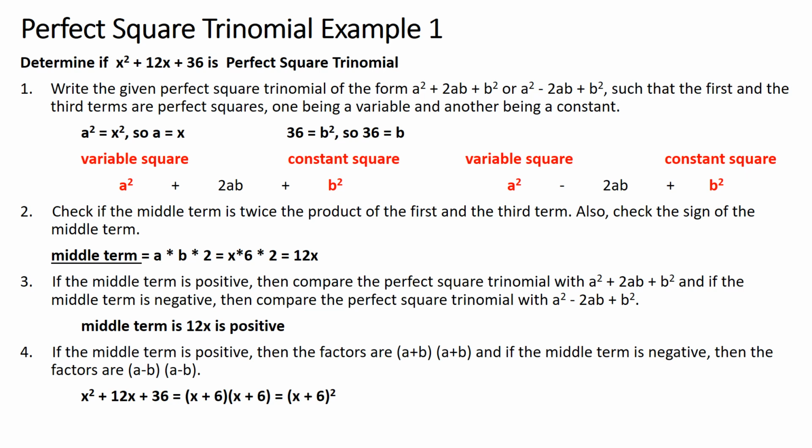I've got some examples here. Determine if x squared plus 12x plus 36 is a perfect square trinomial. So my a squared is x squared, which means my a equals x, as before. And then 36 is my b squared, and the square root of 36 is b, and it should be 6 there. The whole formula is a squared plus 2ab plus b squared. And this is a plus. They're all pluses here, so I'm going to go with this formula right here.